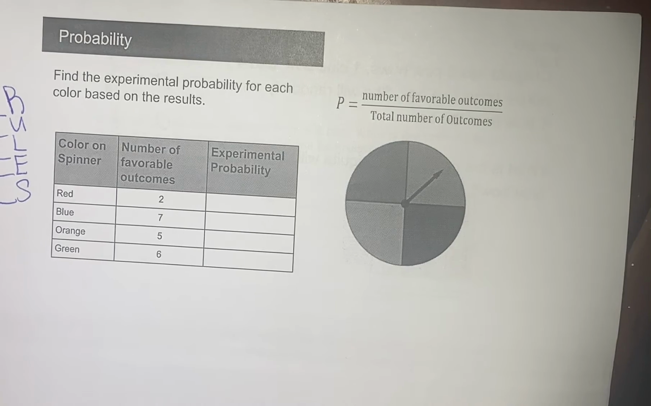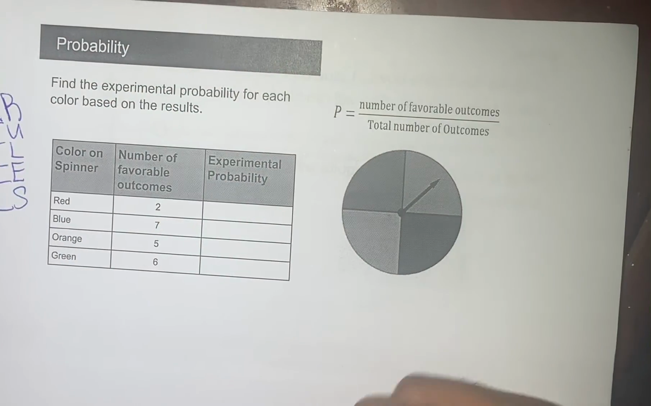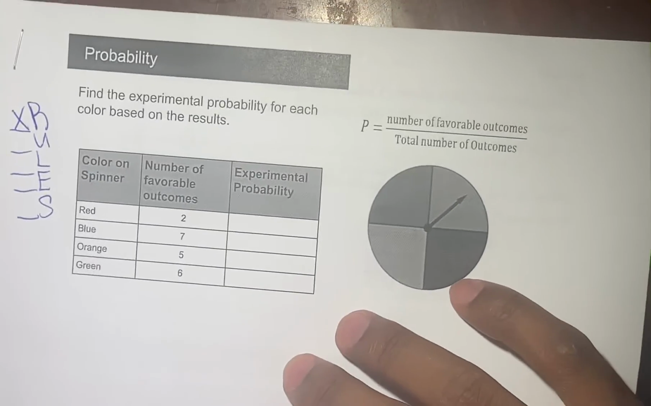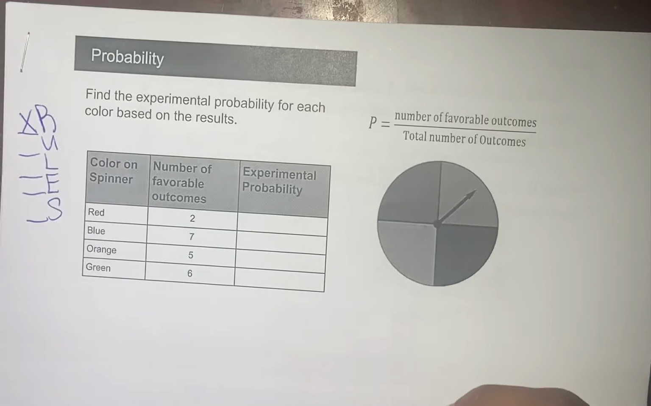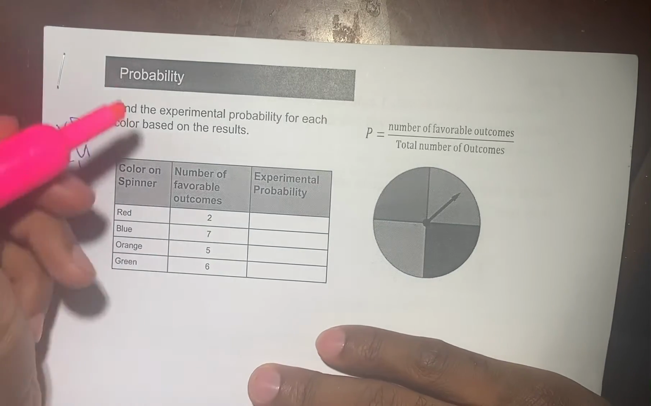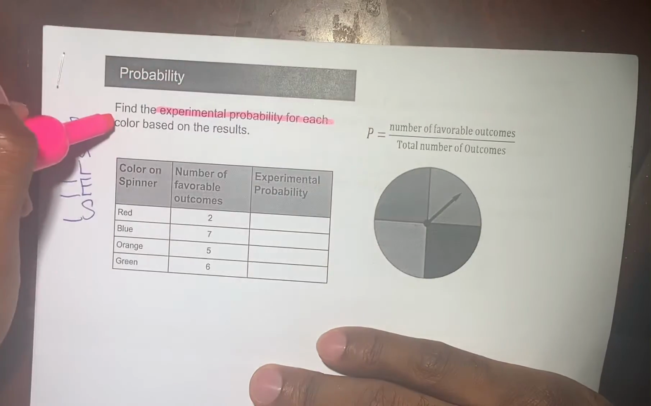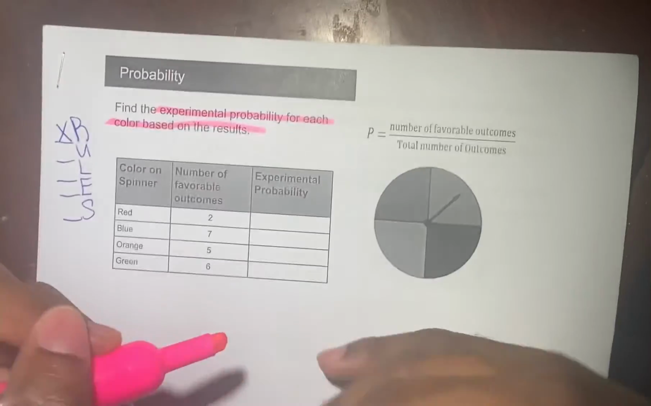So we've already read the entire word problem. Next, we're going to underline or highlight the specific objective. In this case, it's not a question, doesn't end in a question mark, but it is the specific thing that we're looking to solve. So find the experimental probability for each color based on the results.